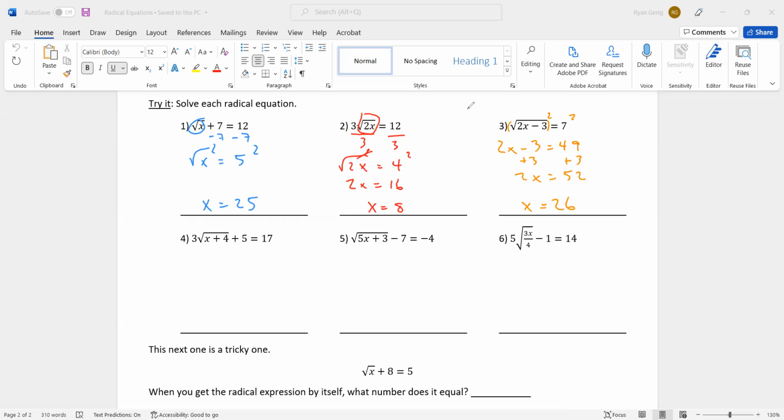Plug it back in. 2 times 26 is 52. 52 minus 3 is 49. Now I take the square root. Square root of 49 is 7. Number 4.